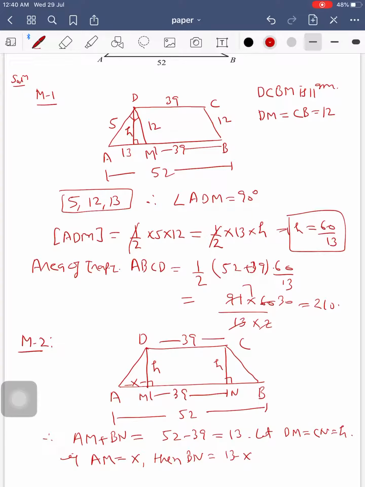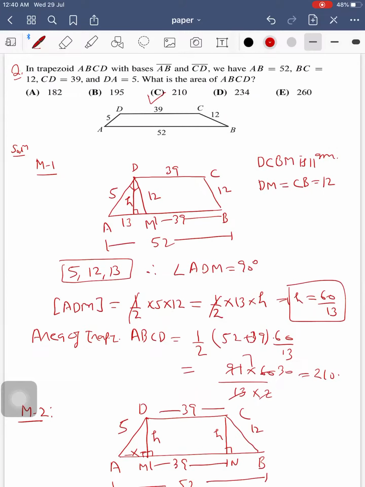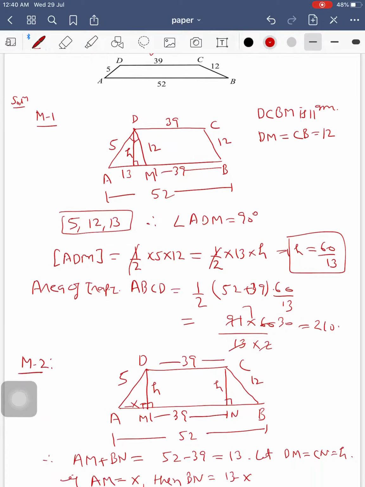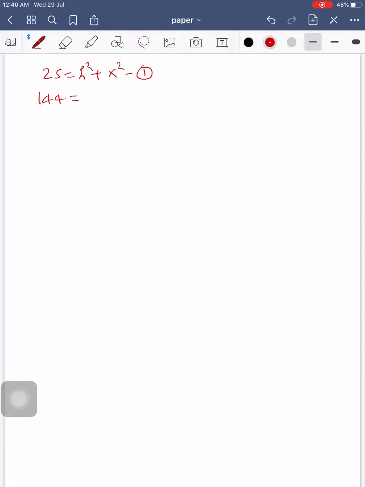Now using the Pythagoras theorem in both the right angle triangles ADM and BNC, we can write, since AD is 5 and BC is 12, 25 equals H square plus X square. This is the first result. And using the Pythagoras theorem in triangle BCN, we can write 144 equals H square plus (13 minus X) square.